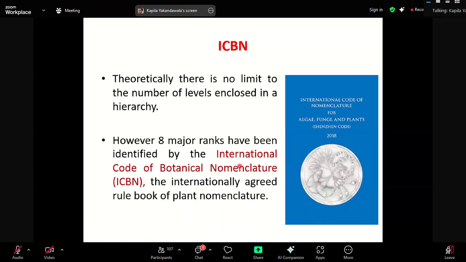If there is a controversy, all these things are given in this book. You can refer to it, right? If you refer to it, you can find all the information. So all the plants are named and classified according to this book. So there will be no confusion among scientists throughout the world, not only in Sri Lanka, throughout the world.